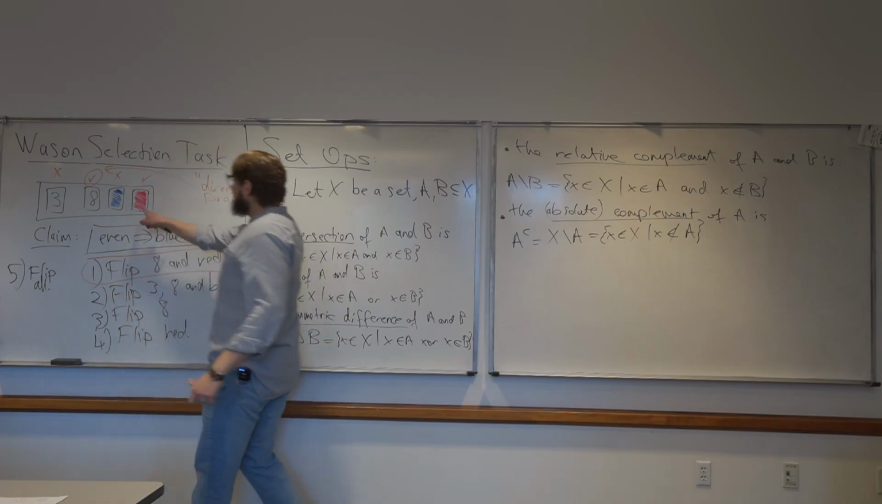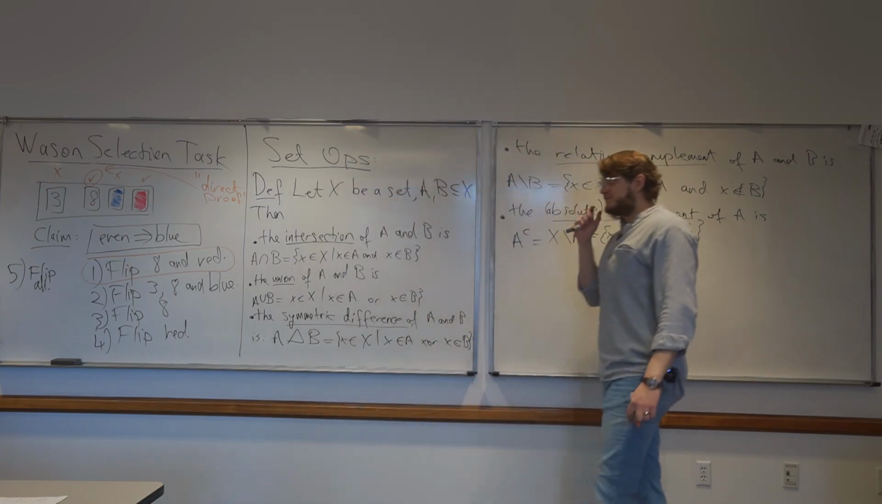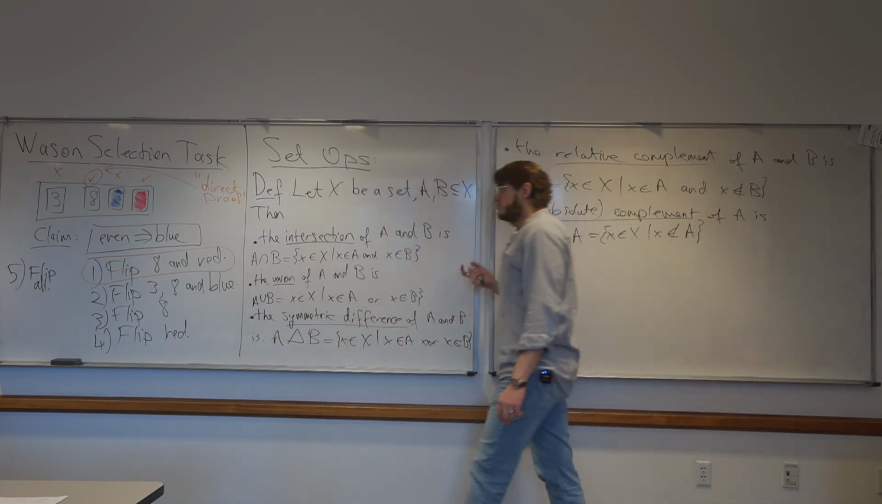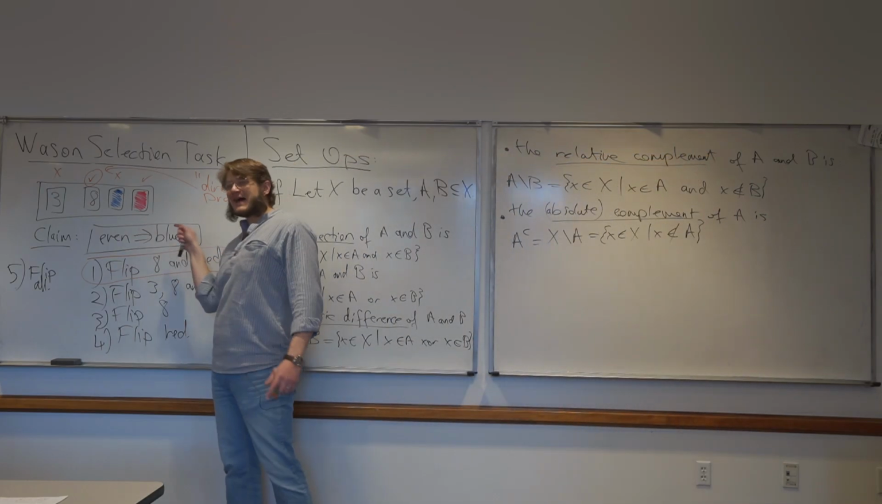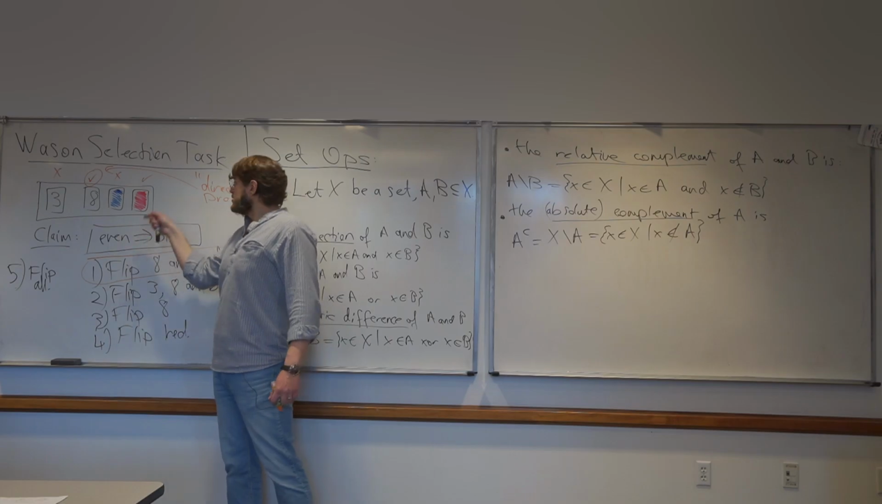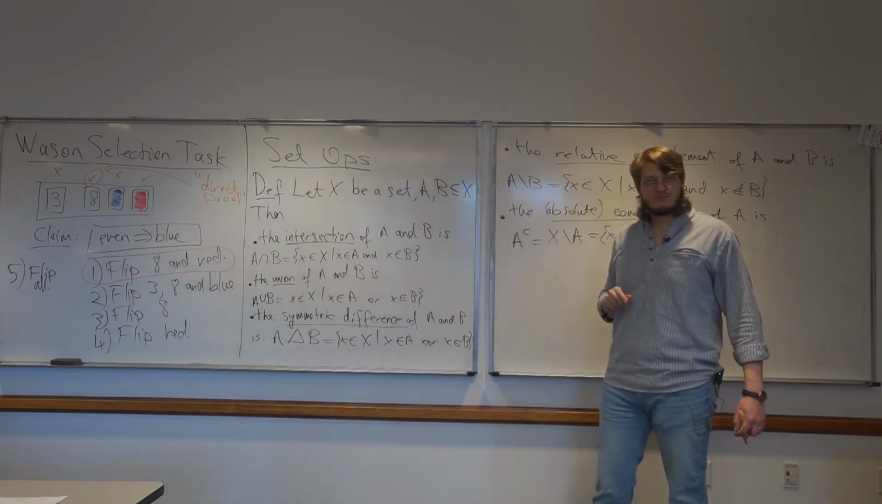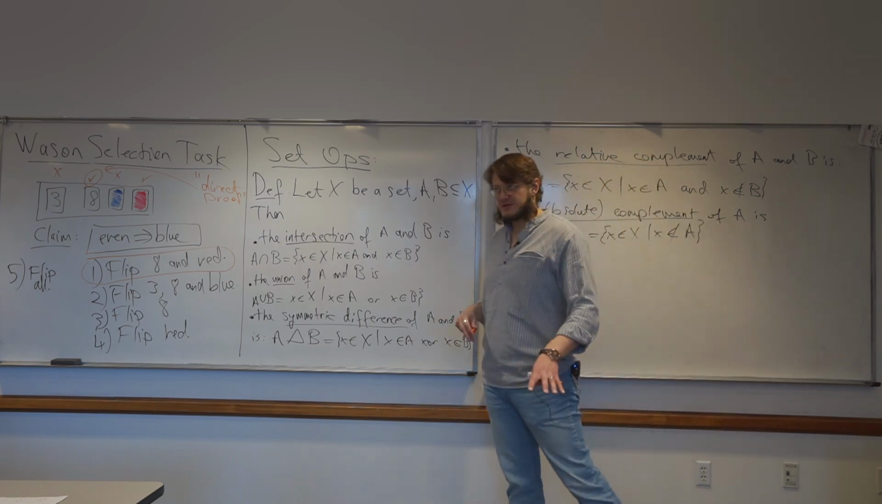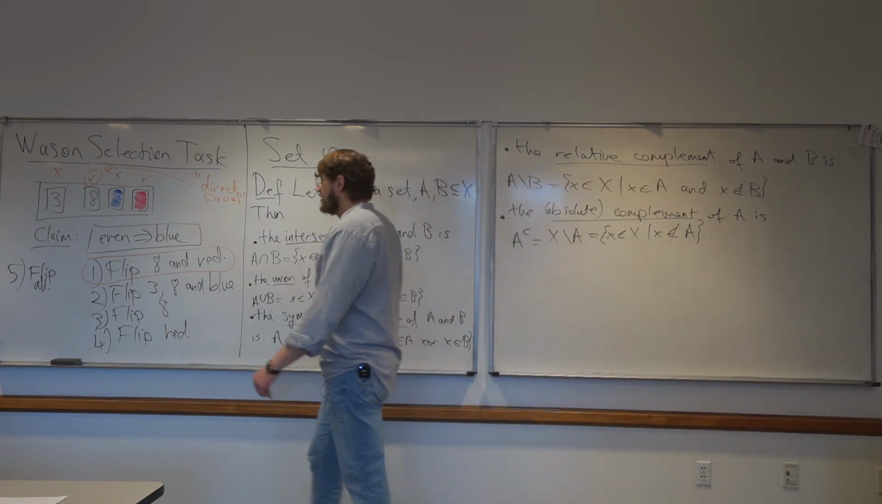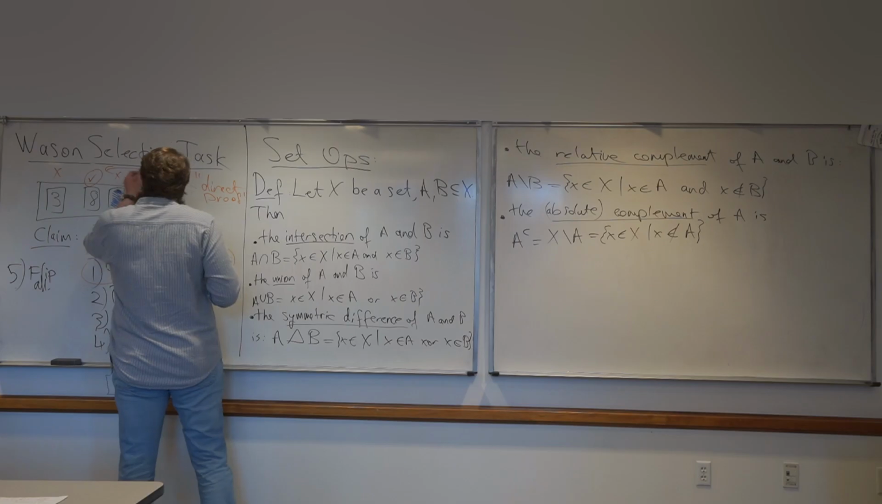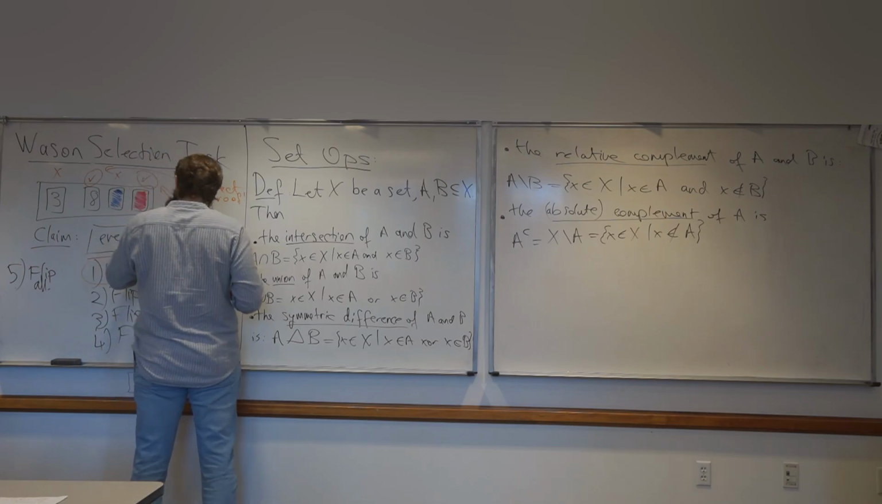On the other hand, this one, needing to flip the red card, so in a sense you're going backwards there, is what is called proof by contrapositive. It's not contradiction, that's a different thing. We're going to talk about that as well, but this is what is called a proof by contrapositive.